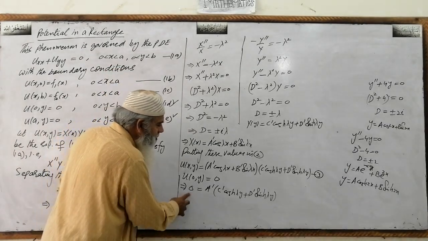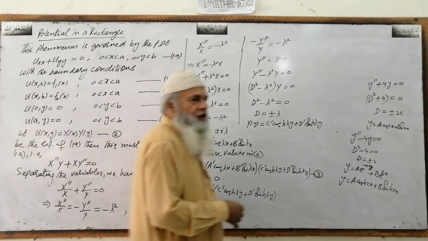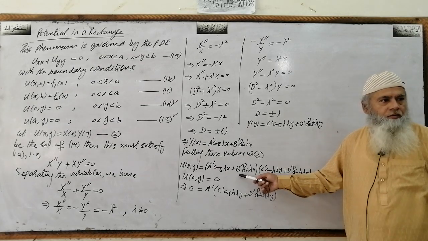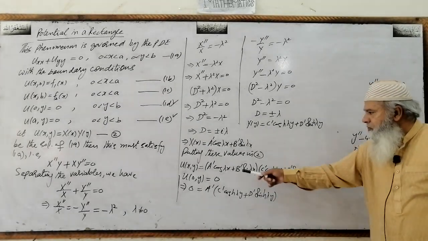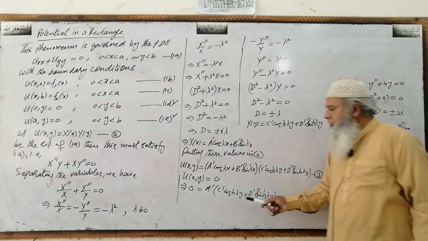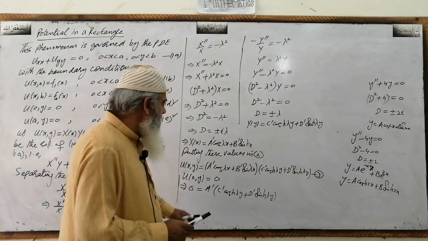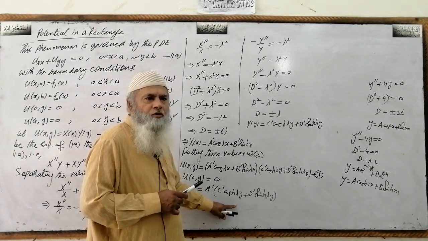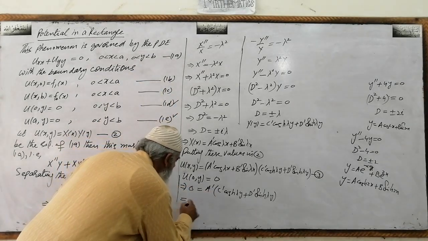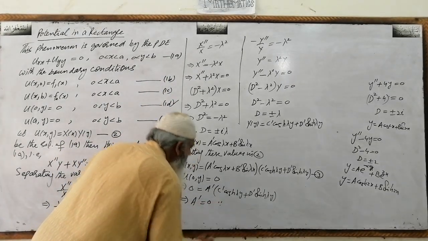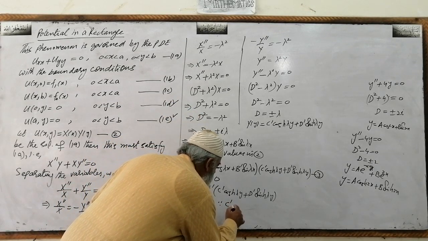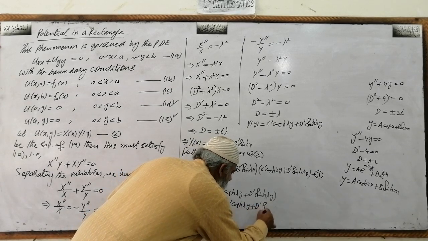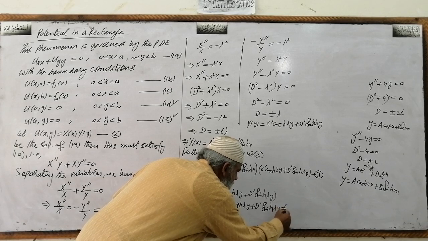Now either a' is equal to 0 or this term is equal to 0. Obviously if you assume that this term is equal to 0, then your solution will become 0. So we assume that this is not equal to 0, otherwise you get the trivial solution, the 0 solution. That's why from here you will get a' is equal to 0, since c' cos hyperbolic lambda y plus d' sine hyperbolic lambda y is not equal to 0.